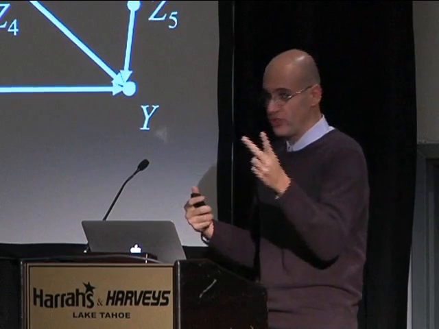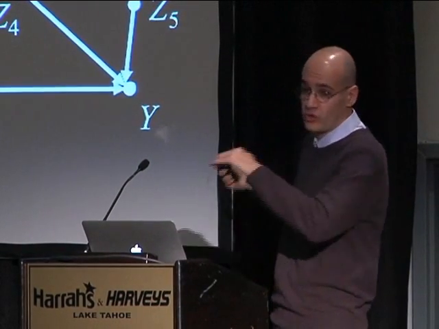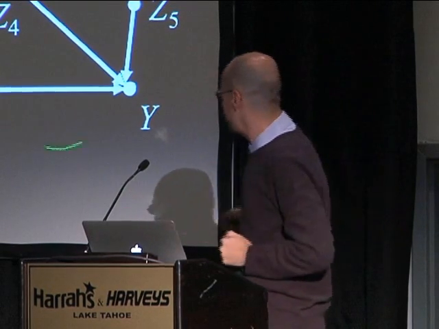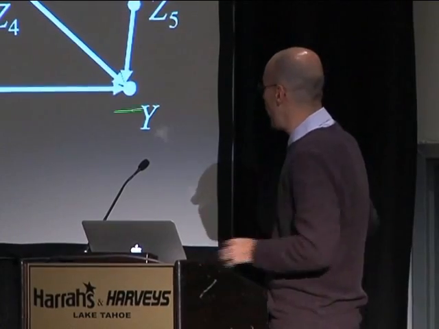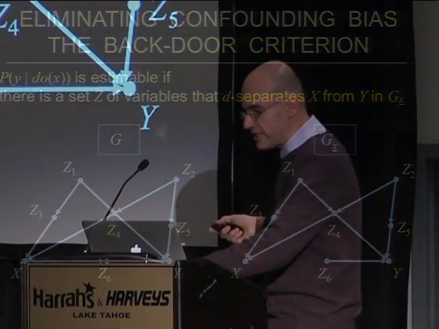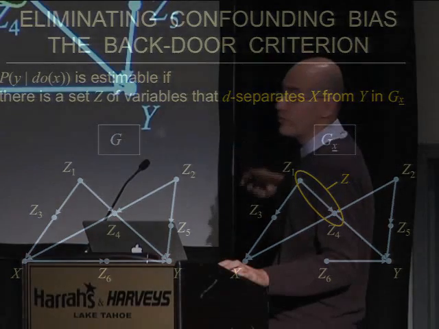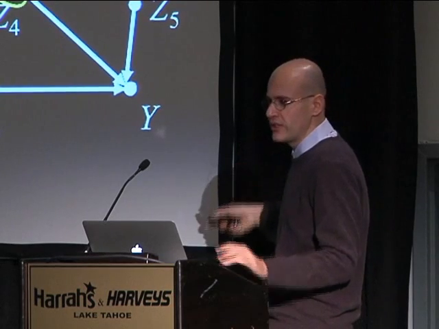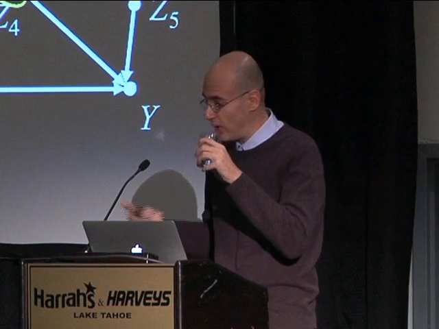Then what I check is the two-step procedure. First step, change the graph in this way. We call this graph G sub X underline. Now you check if you have independence given some set Z between X and Y. In this case, you could pick this set, for example, Z1 and Z4. And then you have independence. X is independent of Y given Z in this special graph. And this is the algorithmic way that you have to check backdoor admissibility.